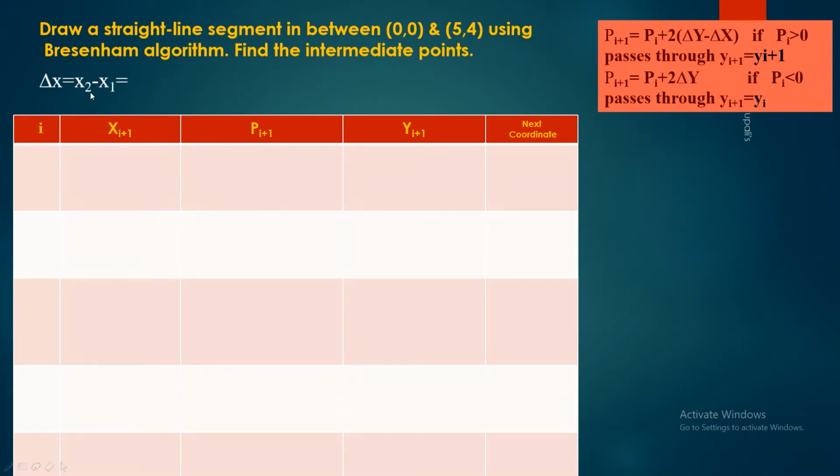Del x equals x2 minus x1. So it is 5, because 5 minus 0 is 5. So what is del y? Del y equals 4, because 4 minus 0 is 4.